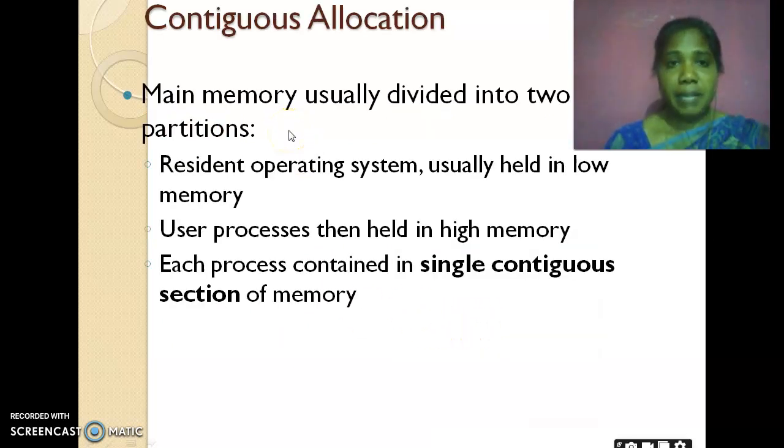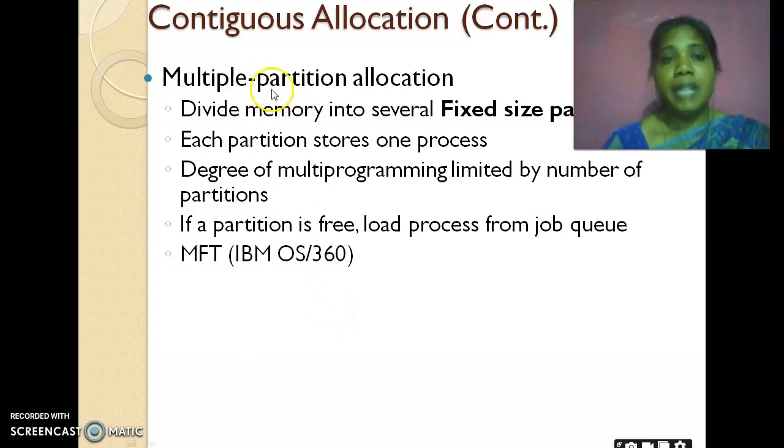Main memory is usually divided into two partitions. The resident operating system is usually held in low memory. The user processes are then held in high memory. Each process is contained in a single contiguous section of memory.